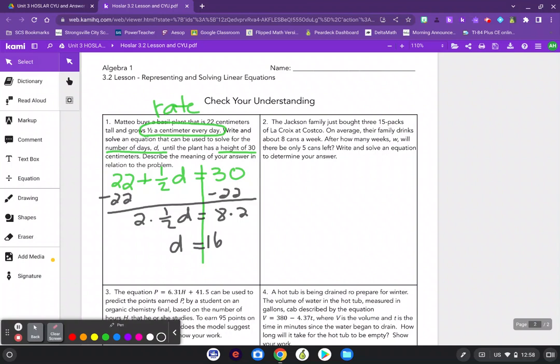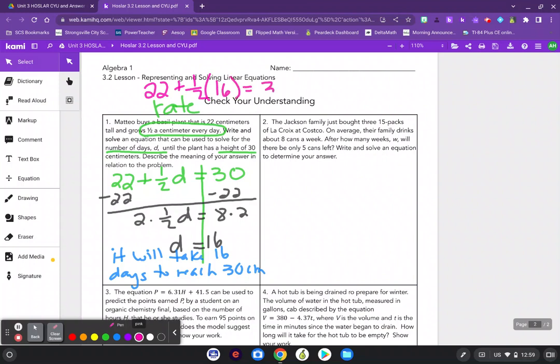And so describe the meaning of your answer in relation to the problem. That means that it will take 16 days to reach 30 centimeters. Now, I can always check this. Right, I can check by saying, all right, I started at 22 centimeters. I grew half a centimeter for 16 days. Does that equal 30? And if I type that in my calculator, it does.